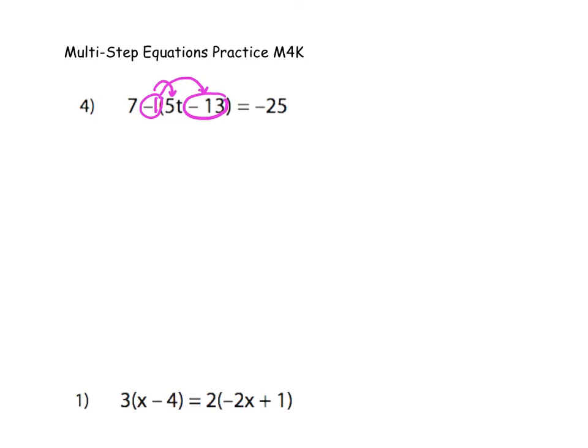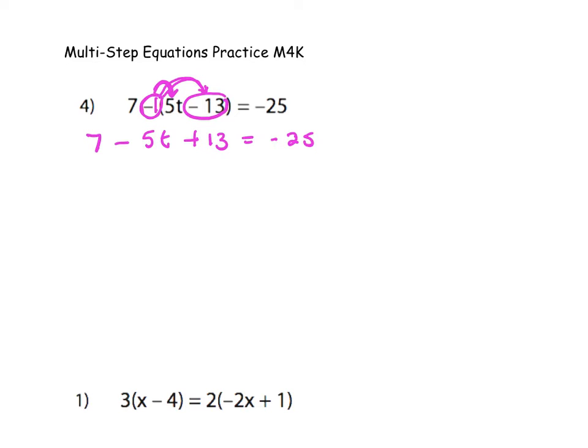Now before I start, I've completely ignored that 7, so I want to drop it down. It's not part of the distributive property, and I don't want to forget that it's there. So negative 1 times positive 5t would be negative 5t. And negative 1 times negative 13 would be positive 13. And then on the other side, we're just going to drop down negative 25.